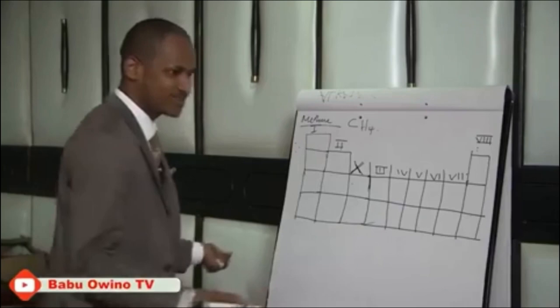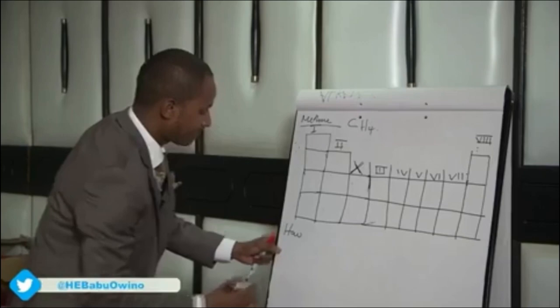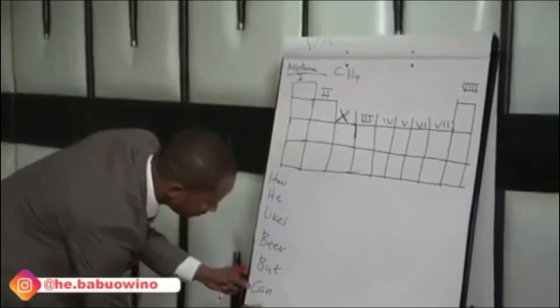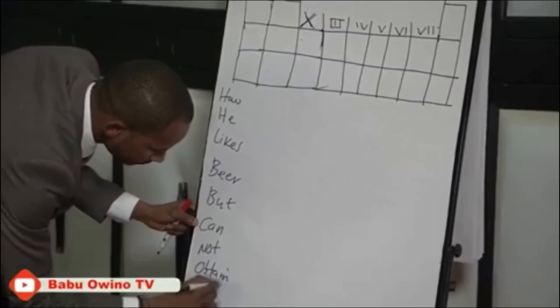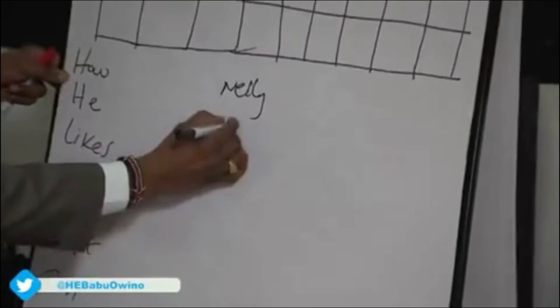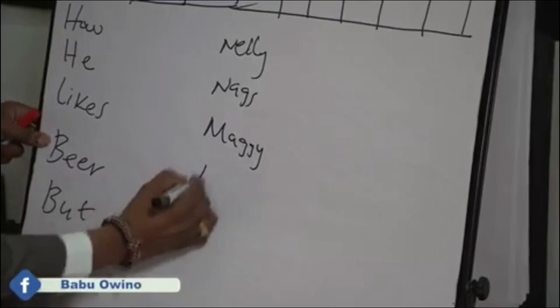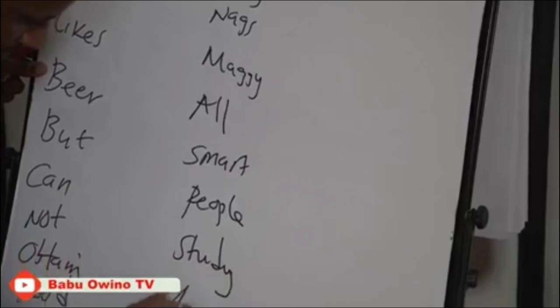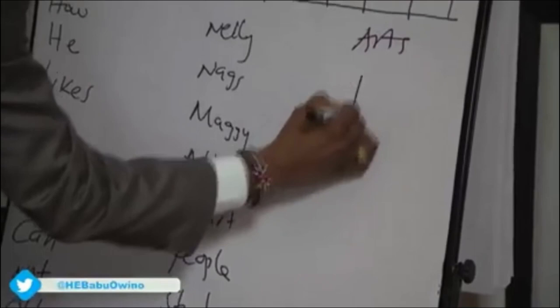So you start by saying, how he likes beer, but cannot obtain food. Nelly nags Maggie. All smart people study classical arts. Ken can't.